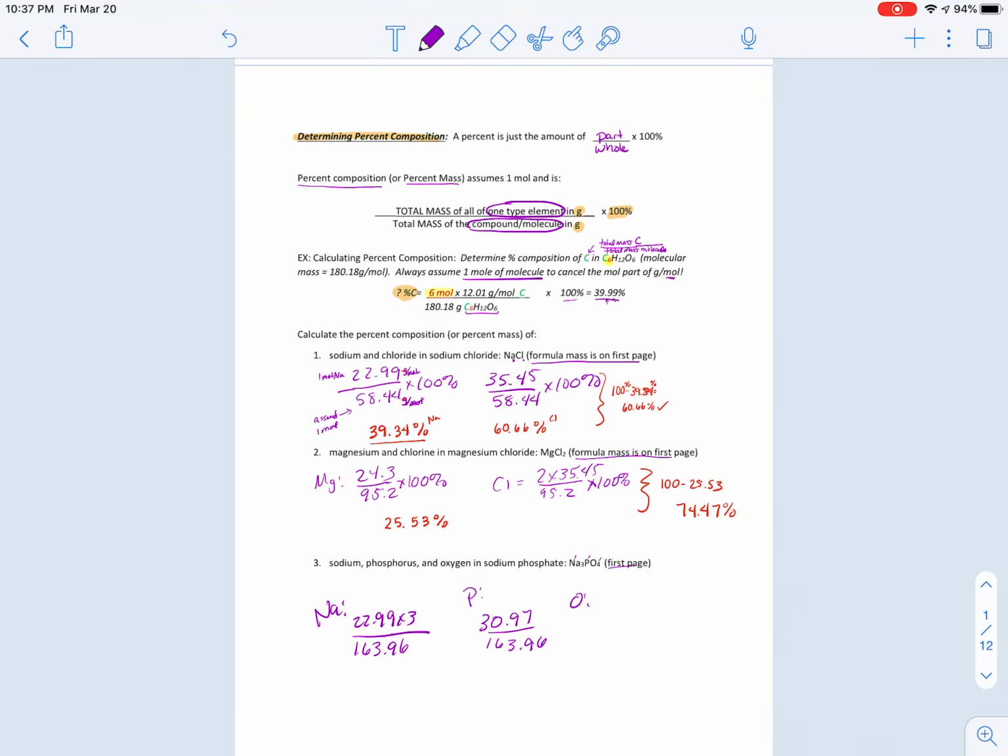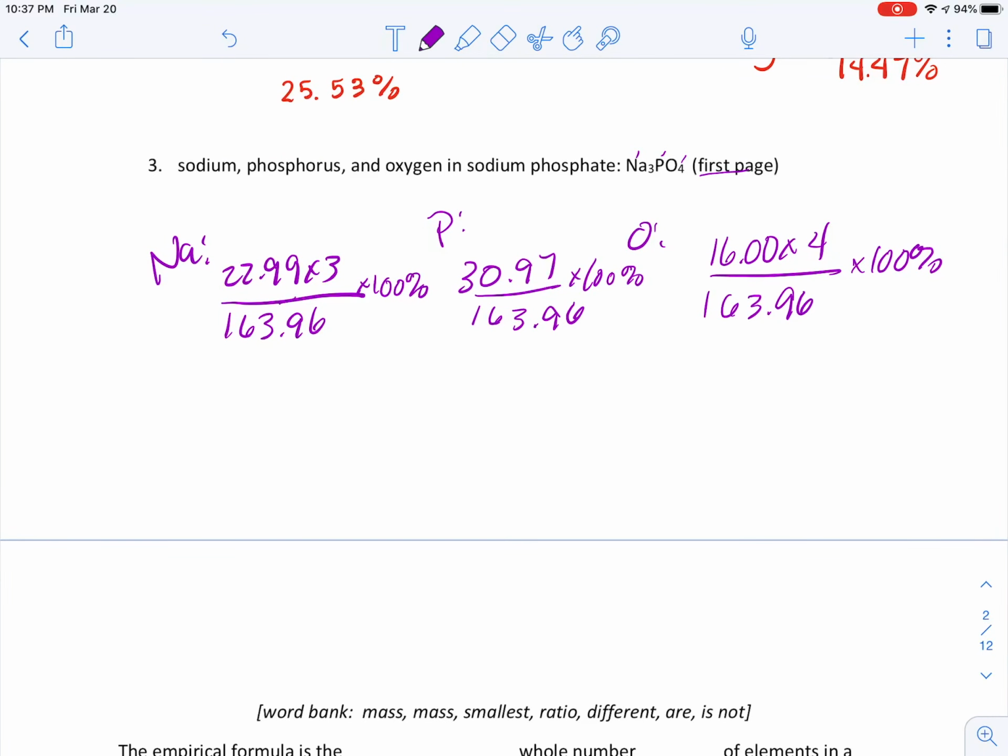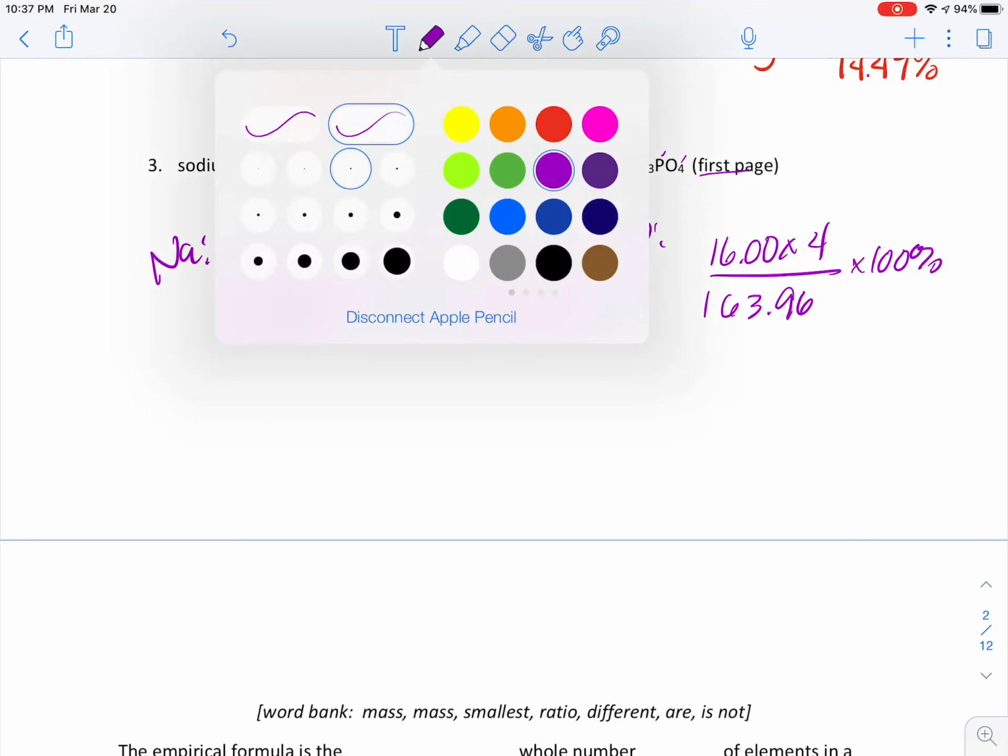Do I have more than 1? Nope, there's just 1. And then the last one is the oxygen. Don't forget, that one is 16.00 times 4 over 163.96. All of these are times 100% too. I shorted myself there. All right, and come back up. I'm going to zoom back out. So just grab my calculator. 22.99 times 3 divided by 163.96 times 100. You can do this in any order.